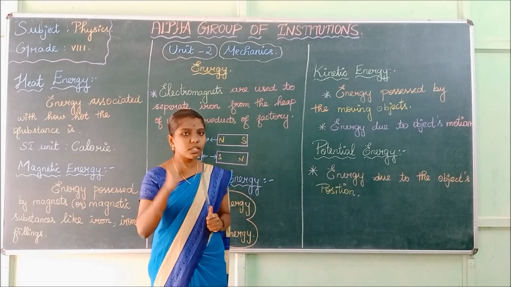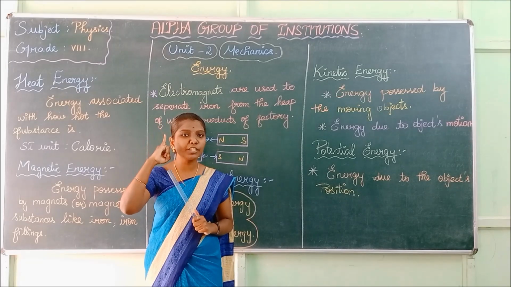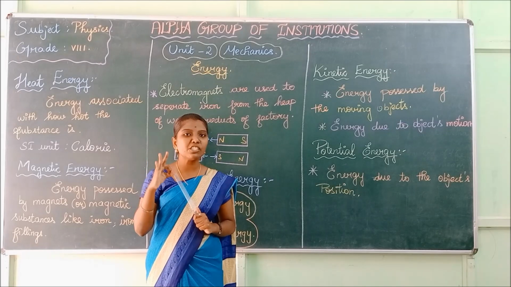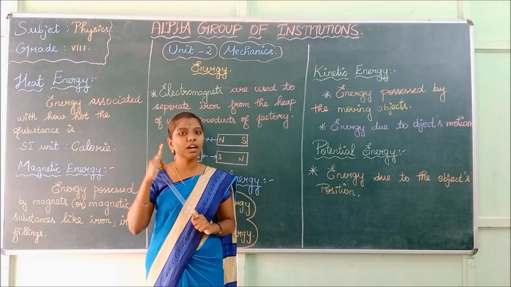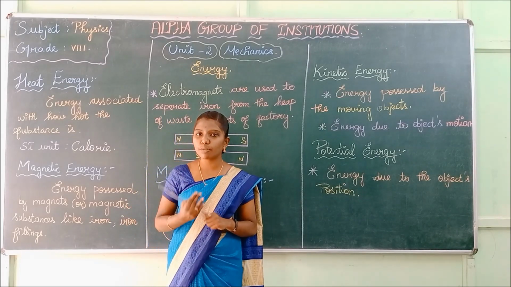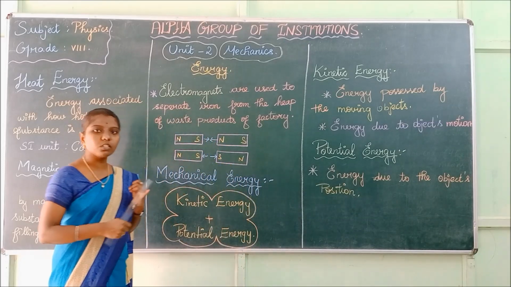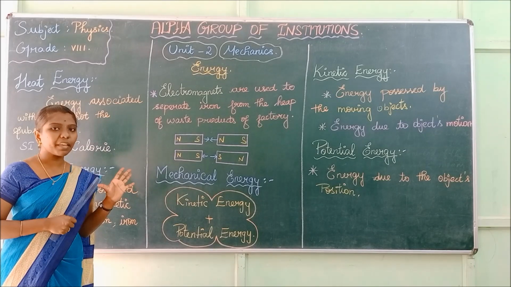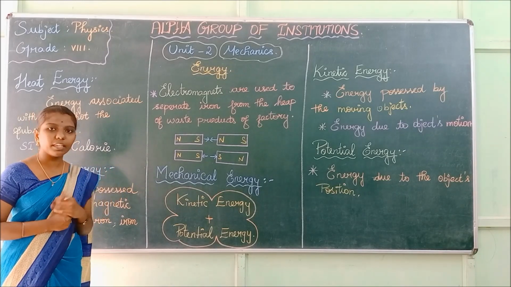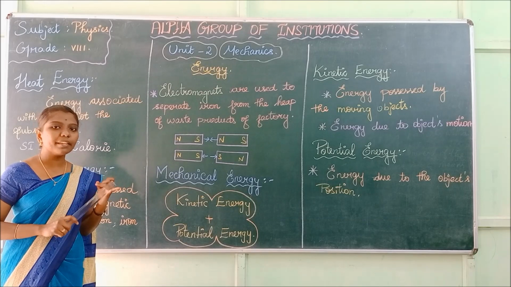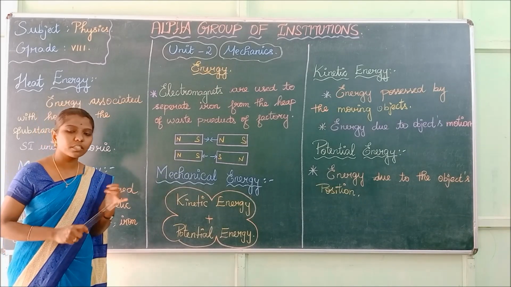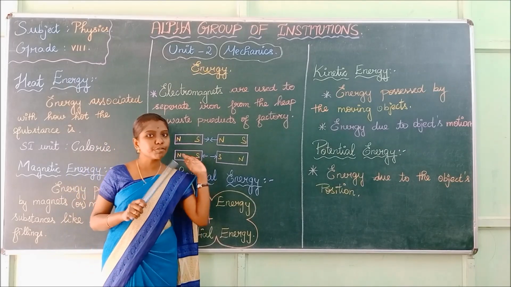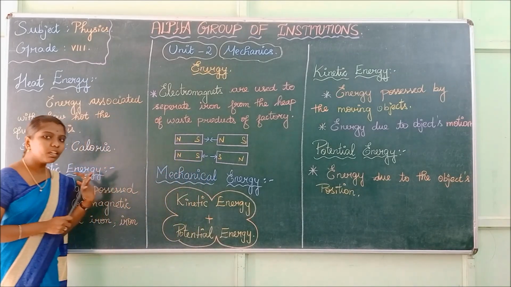Yes, we have seen what is energy. Energy is the capacity to do work. The SI unit of energy is joule. In the CGS system, the unit of energy is erg. Then we have seen various forms of energy, namely chemical energy, light energy, sound energy, heat energy, mechanical energy, and magnetic energy. The study of light energy is called optics. The study of sound energy is called acoustics. The study of heat energy is called thermal physics.